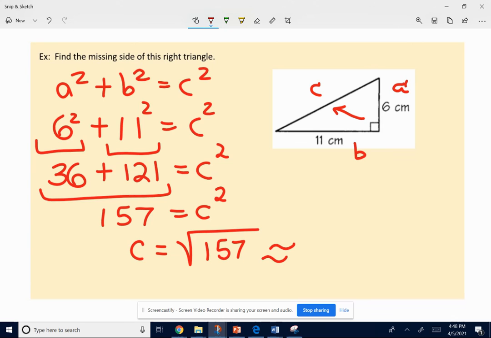I get a big long thing here, about 12.529964, and so on. Round it to the tenth. Just round these to the tenth. I believe that's what IXL wants you to do. So it's either going to be 12.5 rounded or 12.6. But since the 2 is less than 5, keep it as 5. 12.5 centimeters is the missing side. Let me know if you have any questions when you do the problems on IXL.